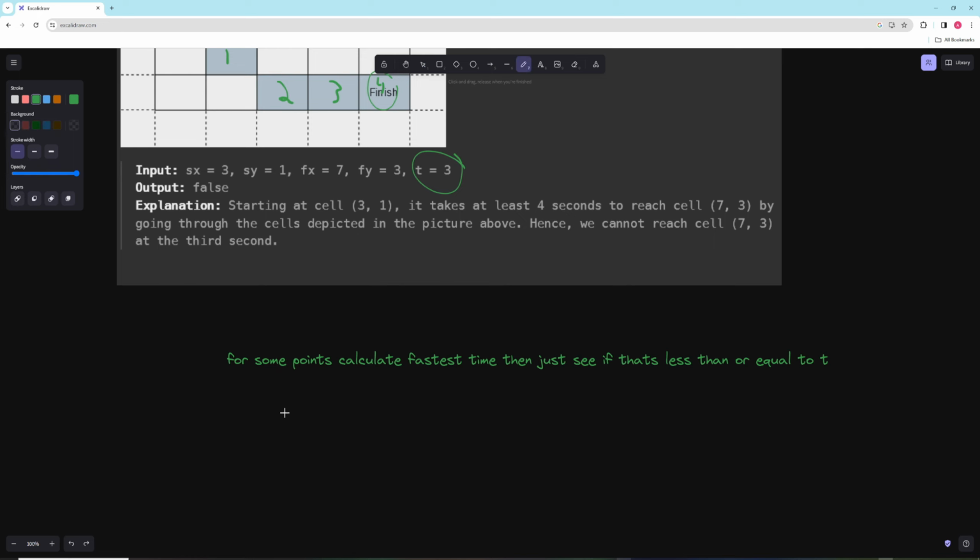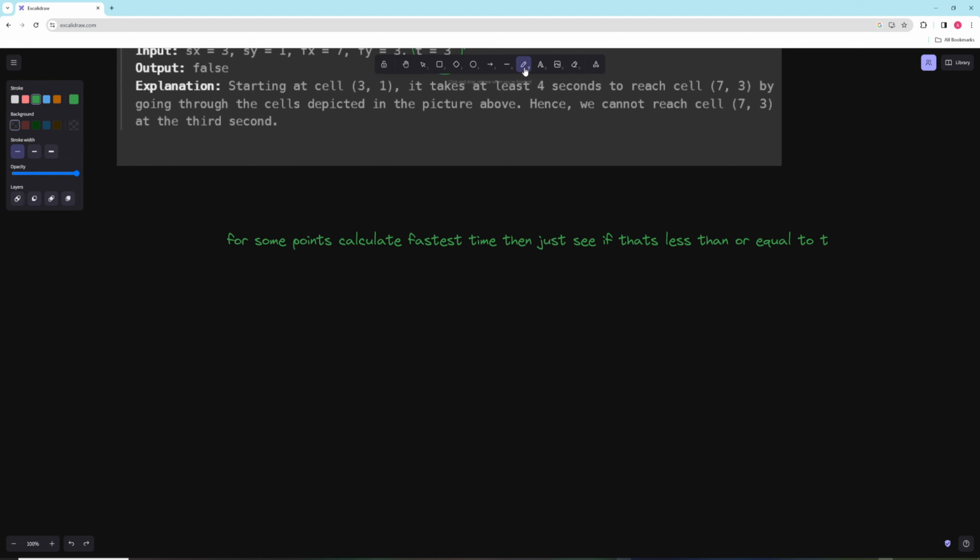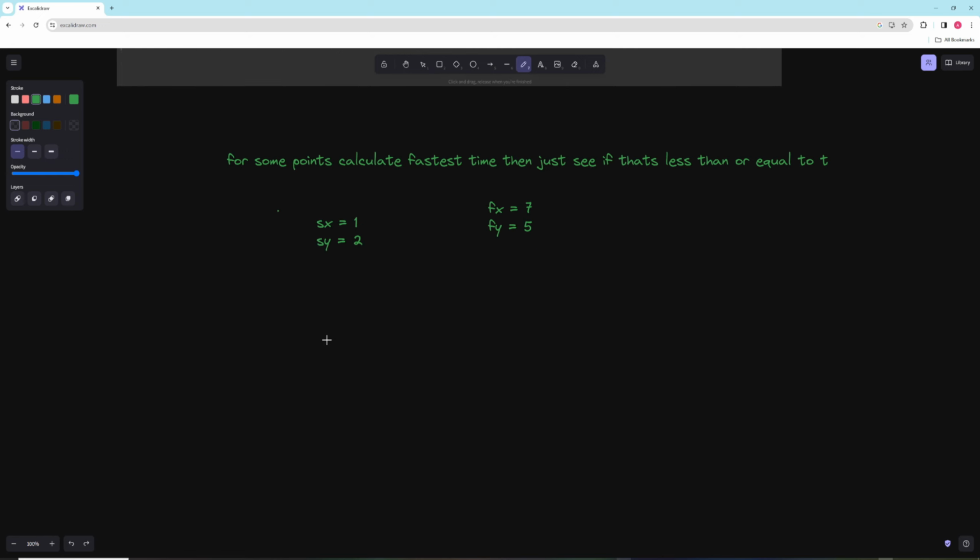So the question is, given some points, right? Let's just get some example points. Let's say we have our starting x is 1, our starting y is 2, and let's say our final x is 7, and our final y is 5. And I'm gonna draw it to make it easier to visualize. So instead of 1 and 2, we'll just make it 0 and 0, just so I can easily draw it. But it's gonna be the same way pretty much.